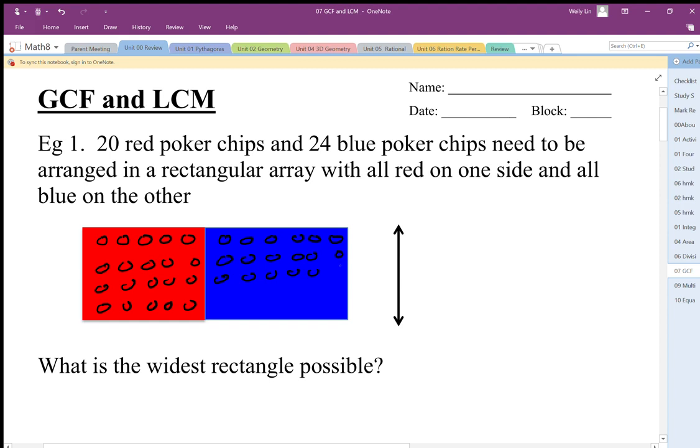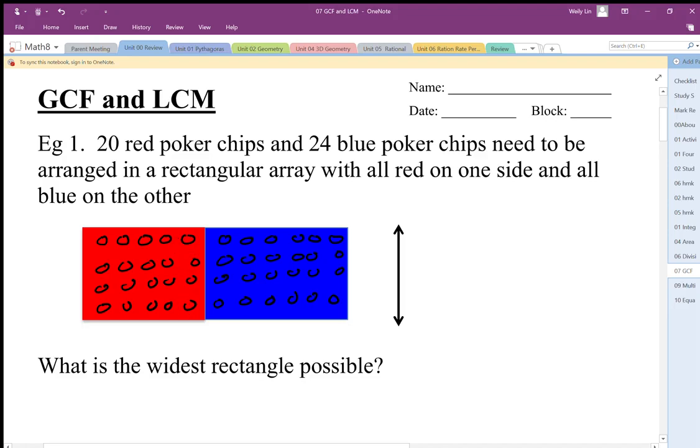Okay, and since this is rows and columns, we're talking about multiplication or groups. There are no other groups that I can use. If I try 5 rows, I cannot arrange 24 into 5 rows. Again, we tried 10 and it doesn't work. 12 doesn't work. So 4 rows is the widest possible rectangle I can do.